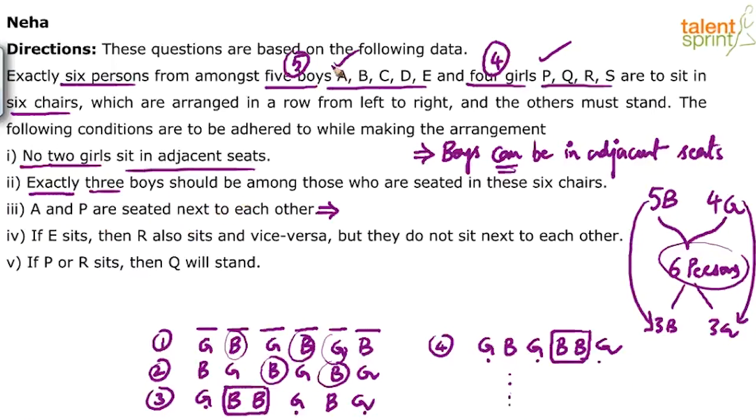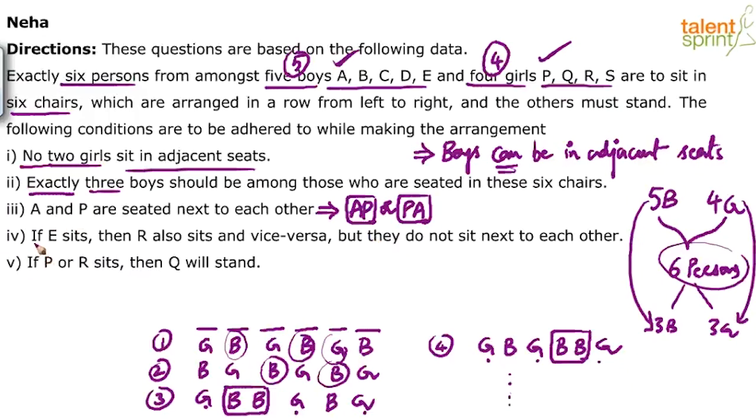So clearly out of the 5 boys, A is into the group, and among the girls, P is into the group. We don't have any clue about who are the other 2 boys or other 2 girls, but A is definitely one of the boys and P is definitely one of the girls who are seated, and moreover they are seated next to each other, which means what? Either AP will come together or it can be PA. Both A and P have to be together. So it can be A followed by P or P followed by A, right? AP or PA. So that's condition number 3. Remember, A and P are always selected.